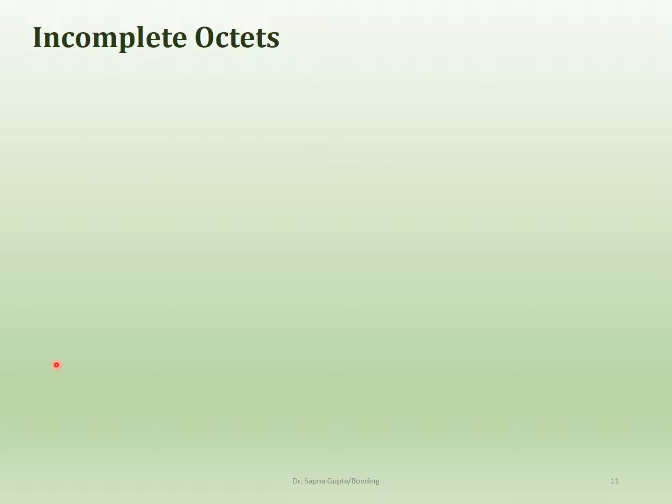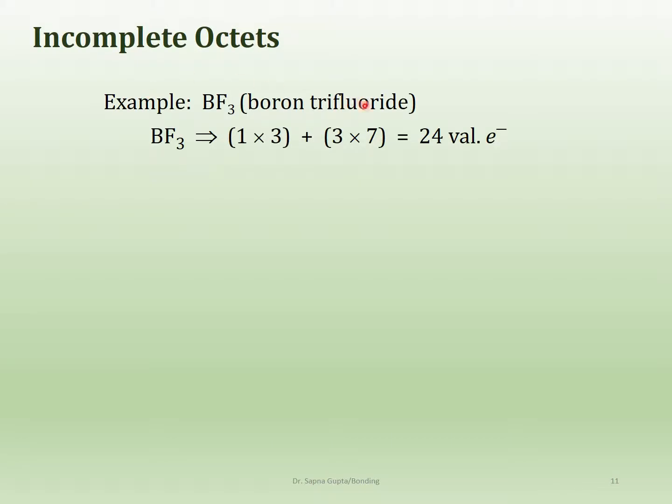Let's look at the first exception, which is for incomplete octet. And the example that we're going to take here is boron trifluoride. Boron has 3 electrons, it's in group number 3, and fluorine has 7 electrons, and we have 3 of those. So we have a total of 24 valence electrons. So we write out the structure, and this is what it comes out to be, with boron in the middle, which is the lower electronegative element, and then fluorine on all sides. And fluorine gets all the electrons, because boron can have only 3 electrons and all 3 of them are bonded. It doesn't have any more, so which means that even after bonding, it does not really have 8 electrons. It has only 6 electrons.